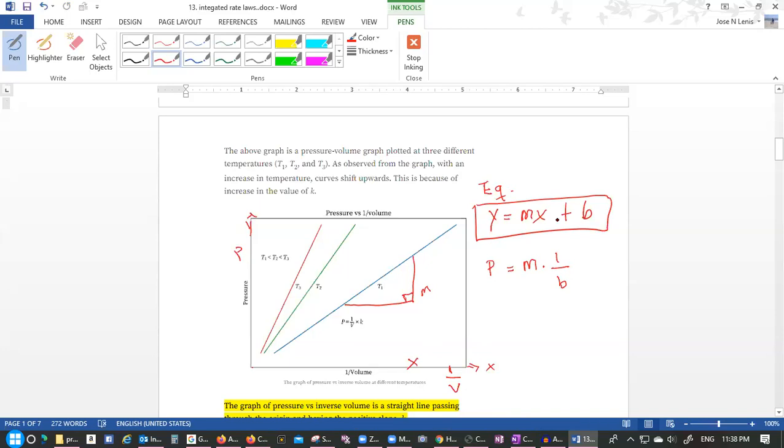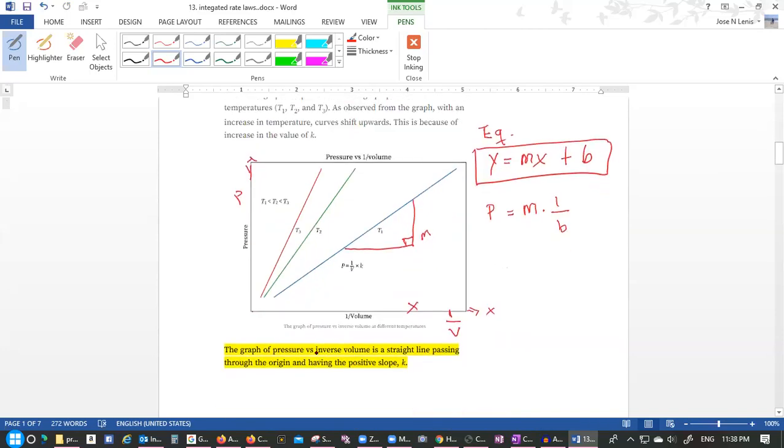And since this is a straight line passing through the origin, then the origin is 0. So that's b. b is the y-intercept. And that happens to be 0 because when we extrapolate this line, it meets at 0. So it's going to be plus 0.